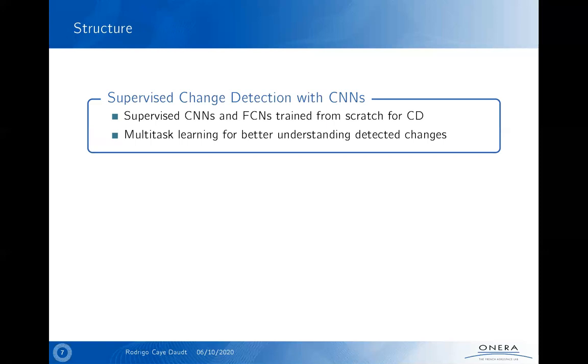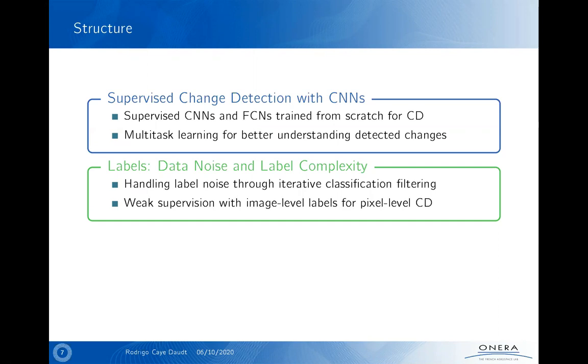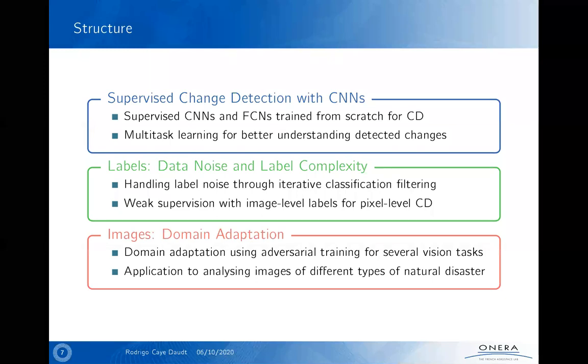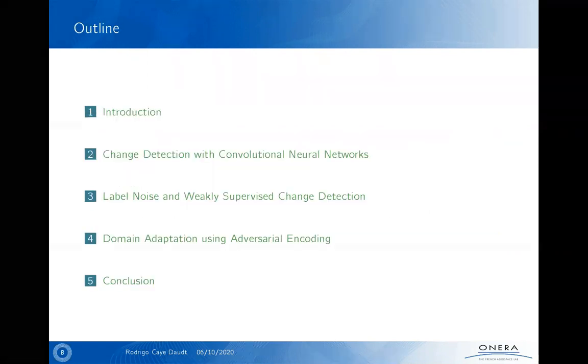But then it became clear after about my first year of thesis that the main problem with this task is the quality of the data that was available to me. So first, we're going to look at data noise and label complexity and weakly supervised methods for change detection, looking really at the quality of the labels. And then we're going to look a little bit into problems in the image part of the data and some domain adaptation methods to solve some of these problems. So we just went through the introduction.